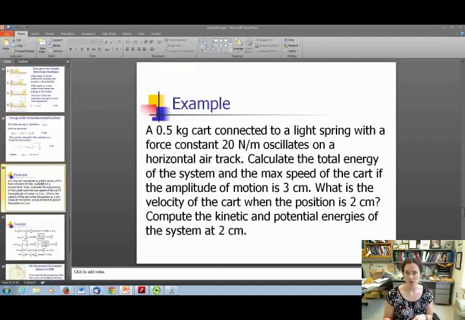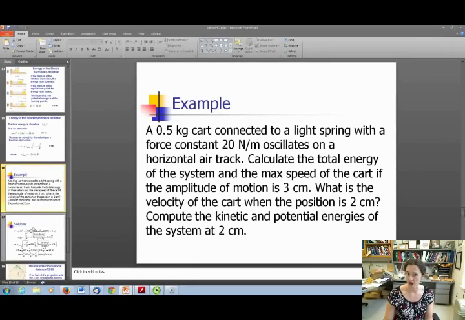Let me do another example problem for you talking about conservation of energy and these maximum speeds. A 0.5 kilogram cart is connected to a light spring with a force constant of 20 newtons per meter, and it oscillates on a horizontal air track. That basically means that it's resting on a cushion of air so you can neglect friction. Calculate the total energy of the system and the max speed of the cart if the amplitude of motion is 3 centimeters. Then, what's the velocity of the cart when the position is 2 centimeters? Compute the kinetic and the potential energies of the system at x equals 2 centimeters.